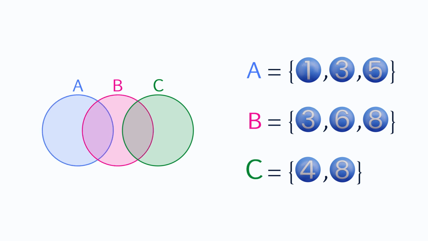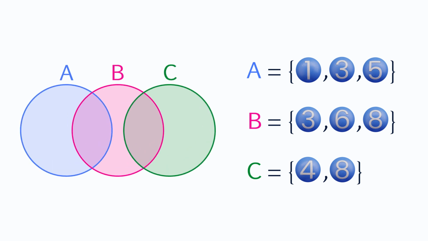Set B and set C also share one element, the ball numbered 8. So the circles representing sets B and C will also have to overlap. Now, what about sets A and C? Do they share any common elements? No, they don't. The circles representing sets A and C can be drawn apart from each other. And that's it, a Venn diagram fitting this description.